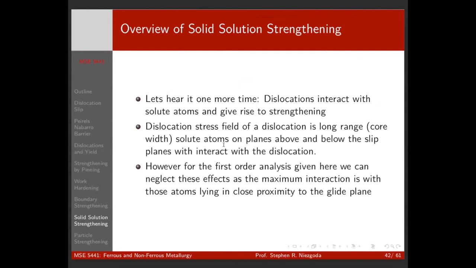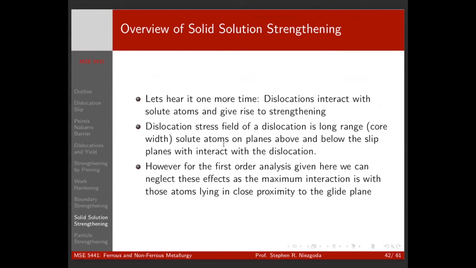Solute atoms don't have exactly the same size and bonding as the main parent alloy. So they also have a strain field or a distortion associated with them, right? They're distorting their neighborhood slightly. You can imagine if you cram a bigger atom in, right, it's going to push the neighbors a little bit. So there's also a field there. And these stress fields can interact.